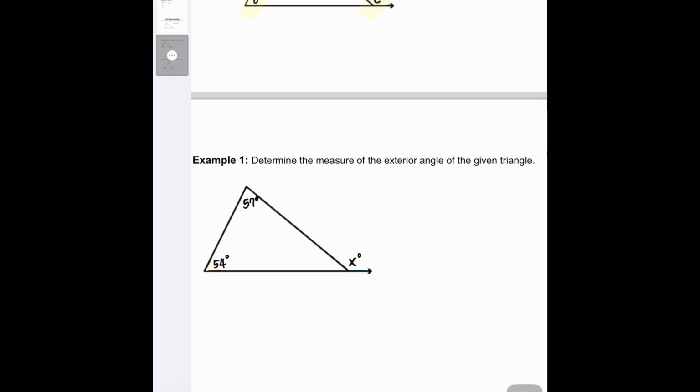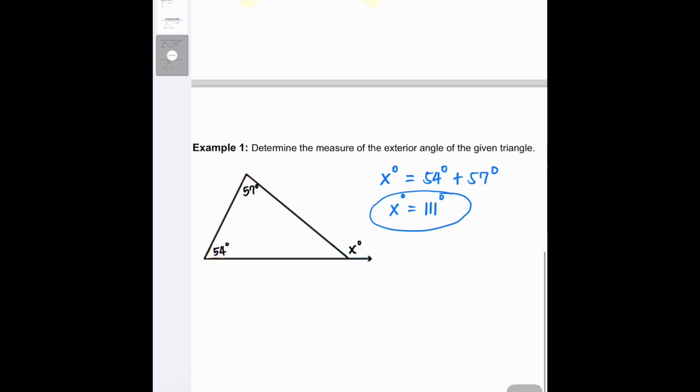So based on the concept of the exterior angle theorem, we can write our initial equation: x degrees will be equal to 54 degrees plus 57 degrees. And the measure of the exterior angle is obtained by adding 54 and 57, which is equal to 111. And from here, we can say that the value of x is 111.